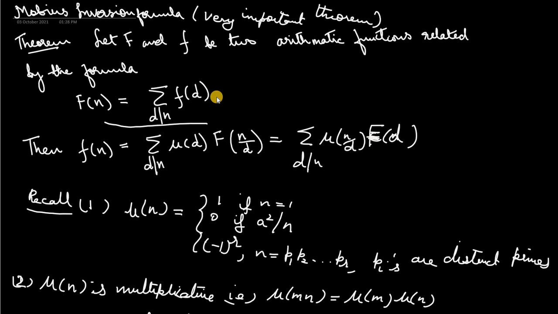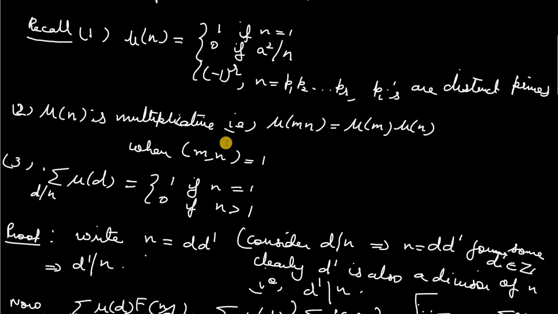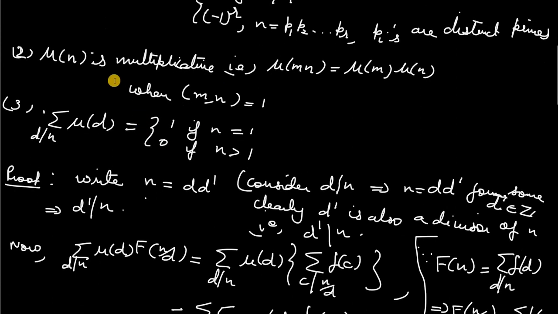So what we have done, I'm just recalling those results that I proved. We know that the Mobius function is defined as 1 if n is equal to 1. It is 0 if a square divides n, and it is minus 1 to the power r if n is a product of r distinct primes. And we have proved these results also, that is mu n is multiplicative, and the summation of mu of d is equal to 1 if n is equal to 1, or 0 if n is greater than 1.